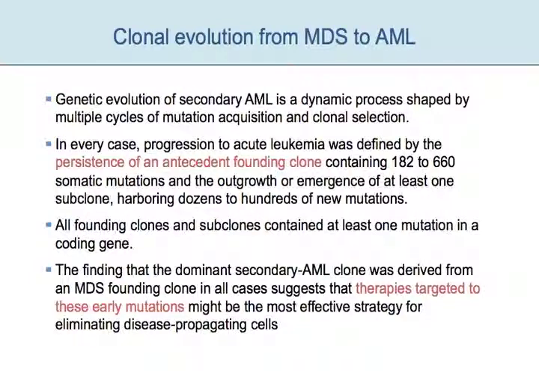And in every case, progression to acute leukemia was defined by the persistence of an antecedent founding clone containing hundreds of somatic mutations, and also by the outgrowth or emergence of at least one subclone harboring dozens to hundreds of new mutations. All founding clones and subclones contain at least one mutation in a coding gene. And the authors interpreted their finding that the dominant secondary AML clone was derived from an MDS founding clone in all cases, suggesting that therapies targeted to these early mutations might be the most effective strategy for eliminating disease-propagating cells.